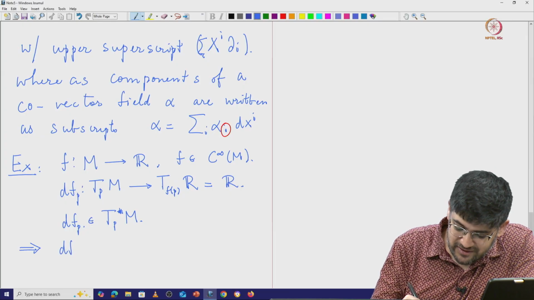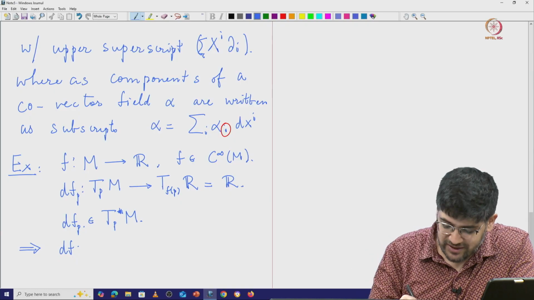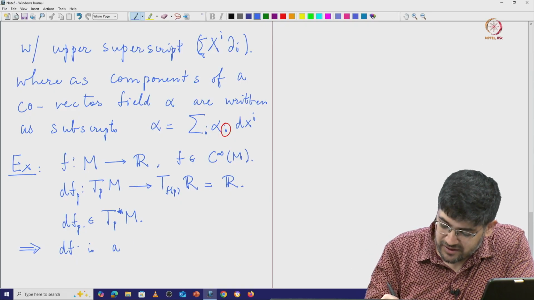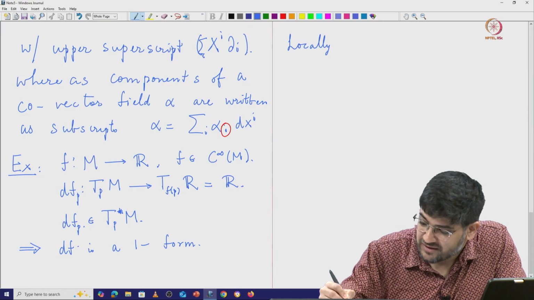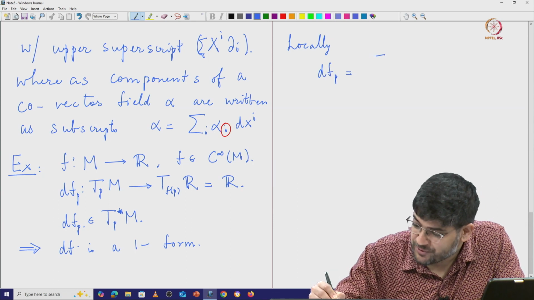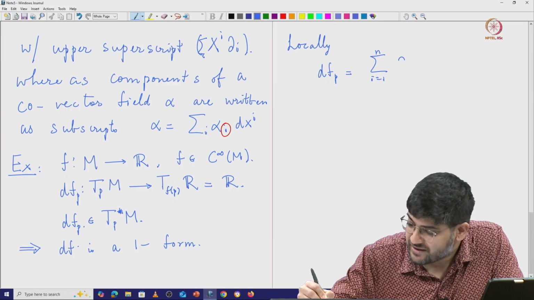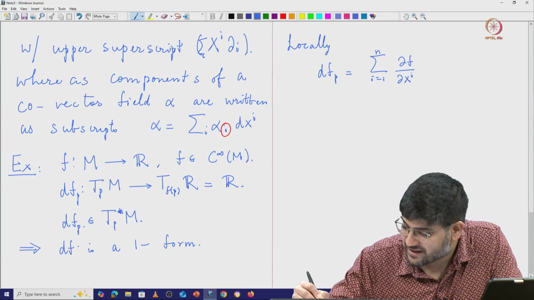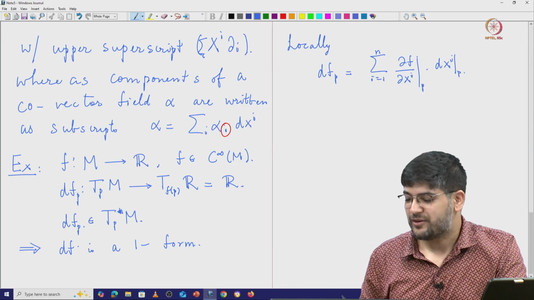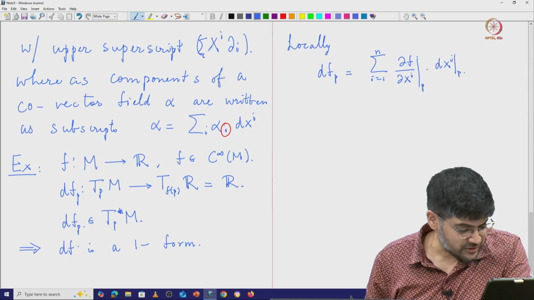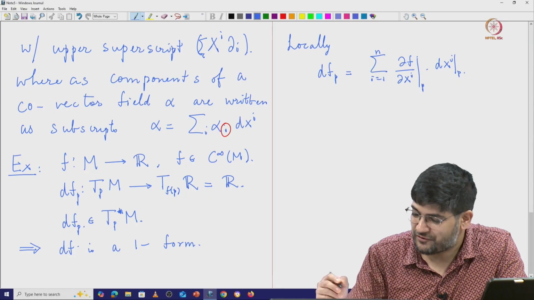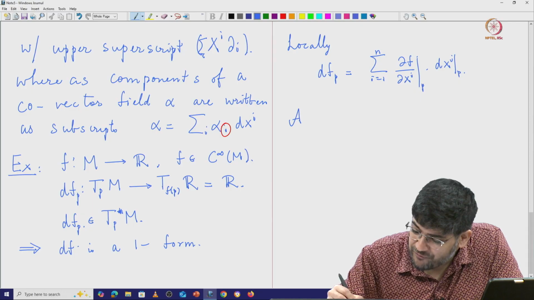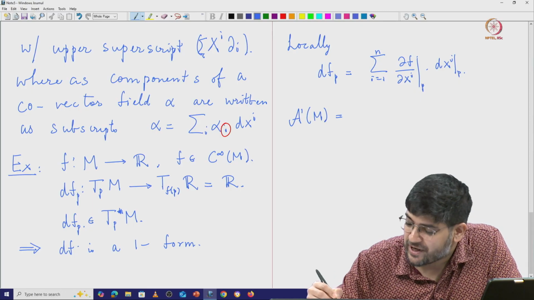So this means that if you take DF as you let P vary, this will actually give you a one form, and in fact locally DFP is precisely the summation i going from 1 to n of del f by del xi at P times dxi at P. So this is a standard example of a one form. The set of one forms or covector fields is denoted by A1 of M.